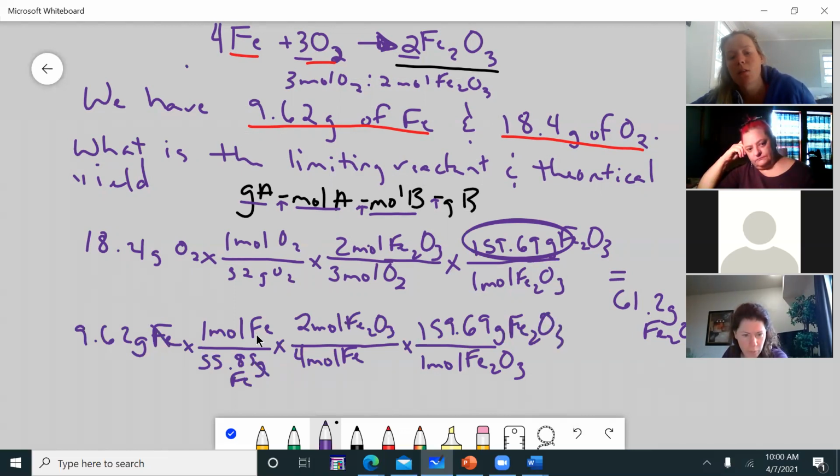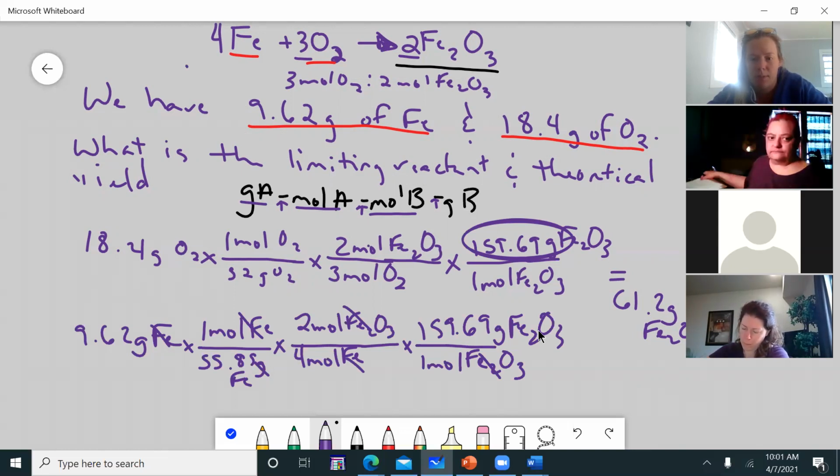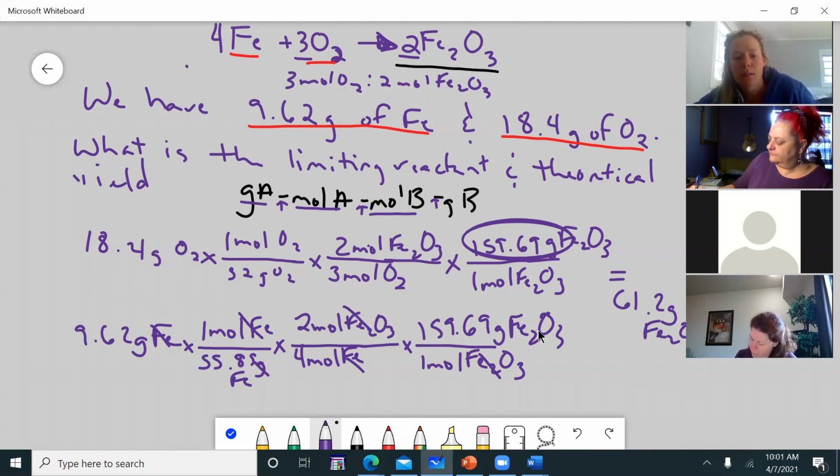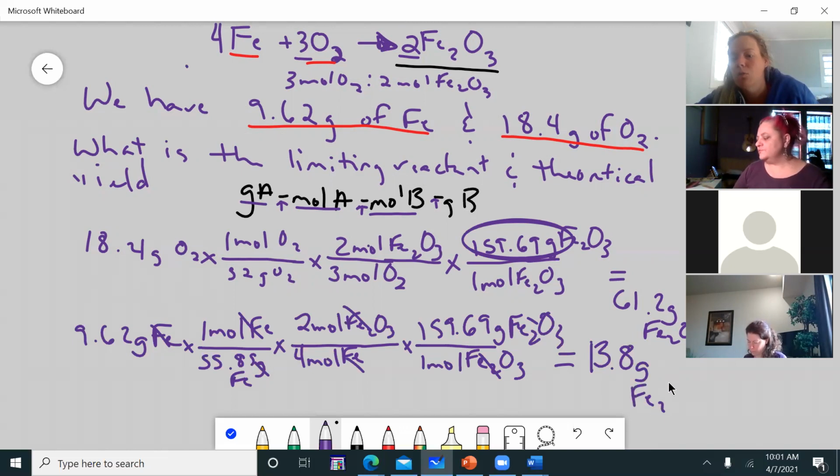So grams of iron cancel, moles of iron cancel, moles of the product cancel, and we should just be left with grams of the product. So throwing this in the calculator real quick, we've got 9.62. We multiply it by 2. We multiply it by 159.69. And then I'm going to divide it by 55.8 and divide it by 4. And I get 13.8. Sorry, my trackpad is giving me a real hard time today. 13.8 grams of the Fe2O3.